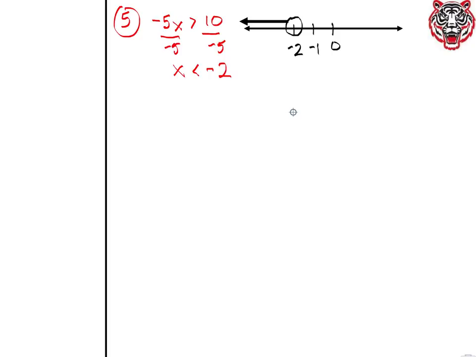Okay, your final example before you're done with the notes. Are you guys ready? Final example, number 6. This is the last one, Johnny. Negative 3x minus 5 is greater than x plus 4. I have variables on both sides. What are we going to do?